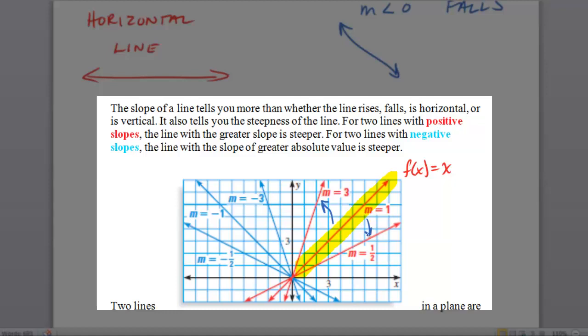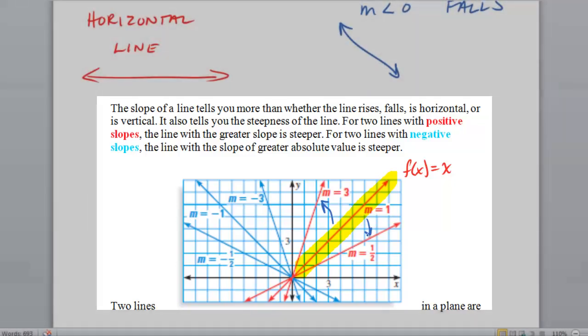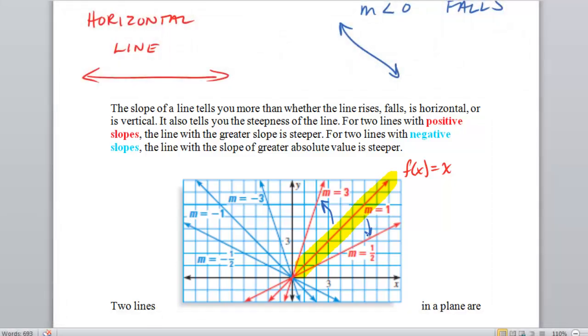Now we'll talk a little bit more detail about compression and stretching, or dilations, as we go through this unit, but that is in essence what's taking place there. So take a closer look at this paragraph and these sets of graphs, so you can get a better visual idea of steepness of slope. Okay, that wraps up our visual about rising and falling in horizontal and vertical.